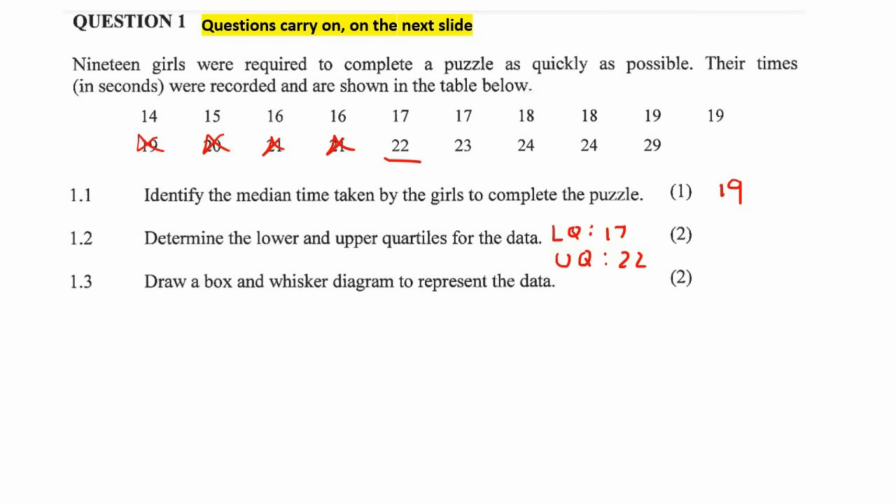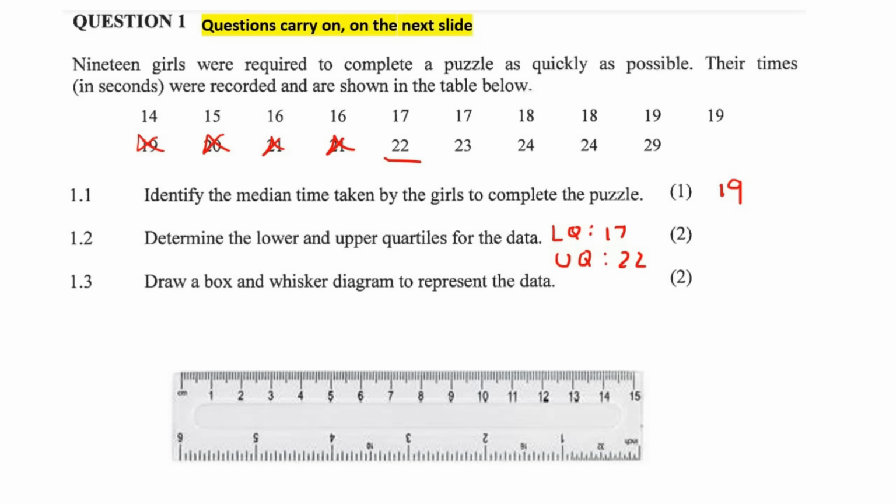Okay, so you must use a ruler for these types of questions. Now the way that the box and whisker works is that you need to take the lowest number. That's your starting position. So let's say that that's 14. And then your highest position is the 29. So that would be 15 centimeters, because 14 plus 15 is 29.